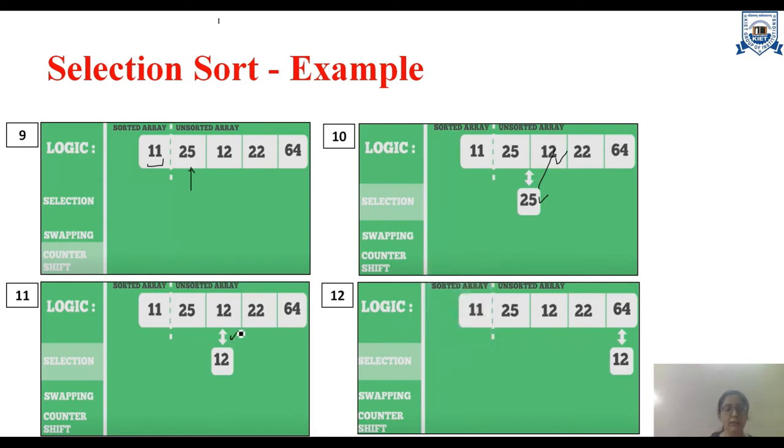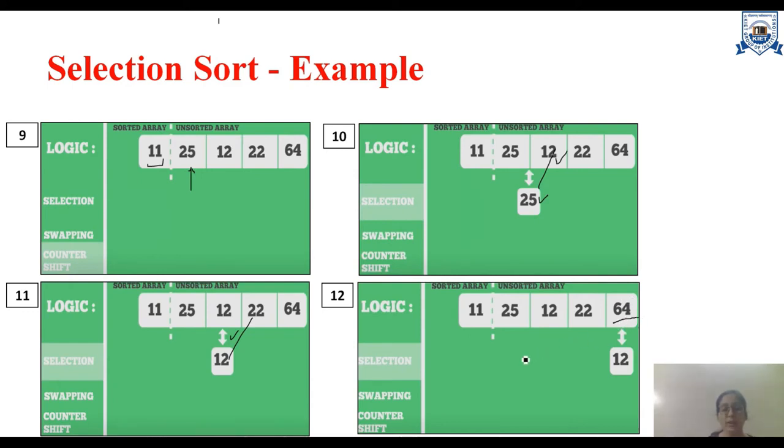So now again for this newly assigned minimum, we will perform the same task. We will traverse the remaining elements in the list. 12 is compared with 22. Again no change, since the minimum is less than 22. Then 12 is compared with 64. Again we find there is no change since the minimum is 12 itself.